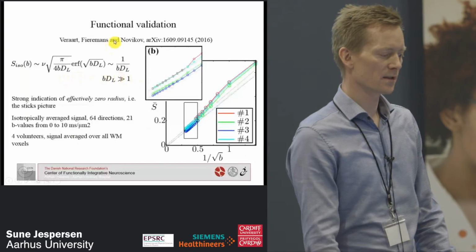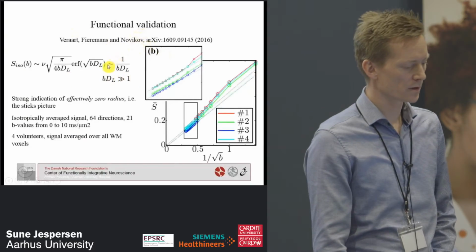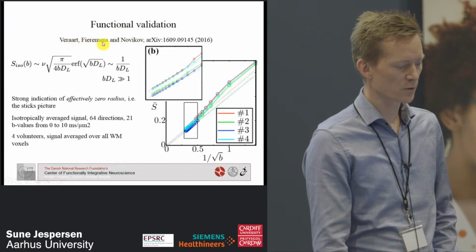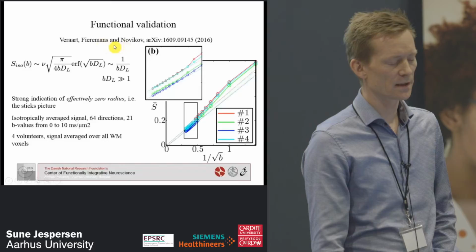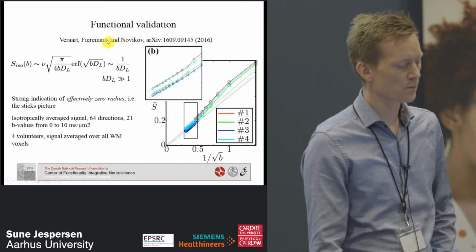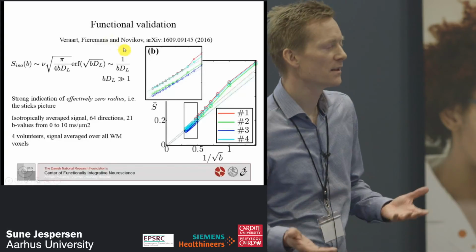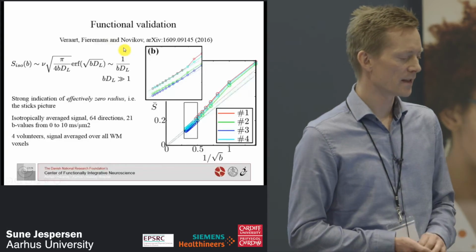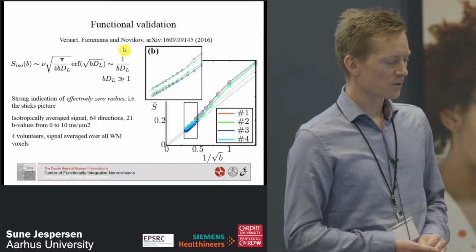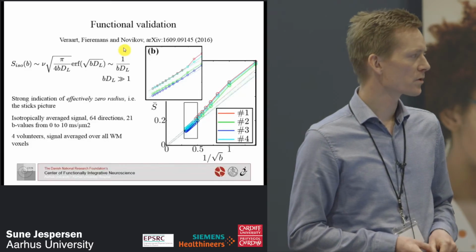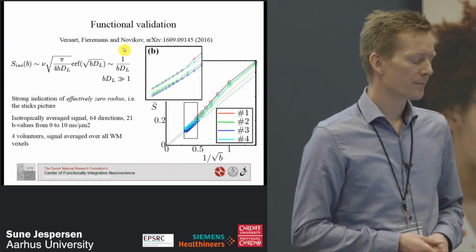I just want to mention this really nice recent work, which I was not involved with, by Veraart, Fieremans, and Novikov, where they did a different kind of validation, inspired by a physics view. In physics you don't have any histology, right? So how do you validate? How do you prove theories? The typical way is to drive experiments out into a range where they have very characteristic functional dependencies.